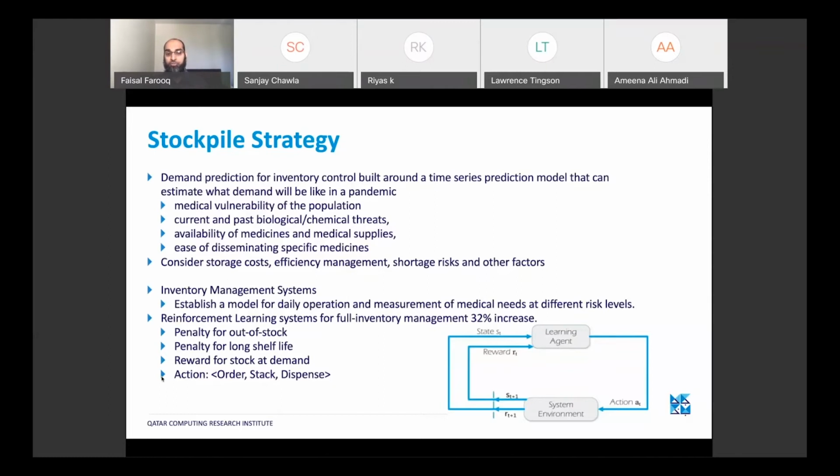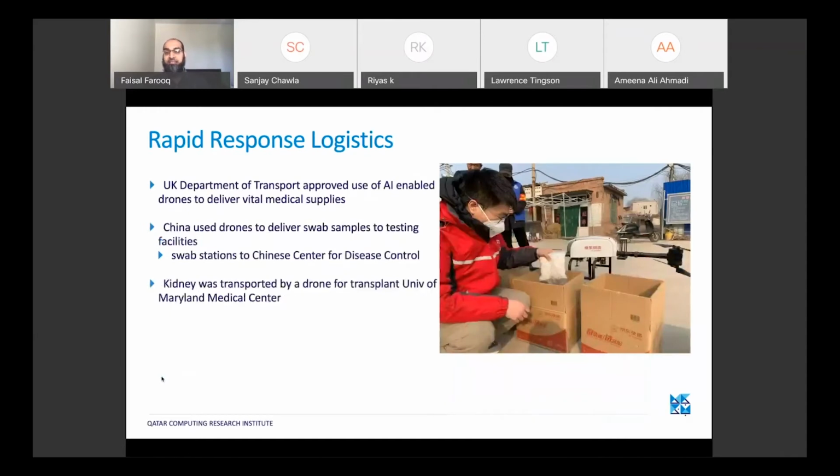So once you have these stockpiles, the next important thing is, how do we respond when there is a need for these things? How do we respond and quickly make sure that they are enabled? And that's where AI again comes in. It's been heavily used in the current pandemic on rapid response logistics.